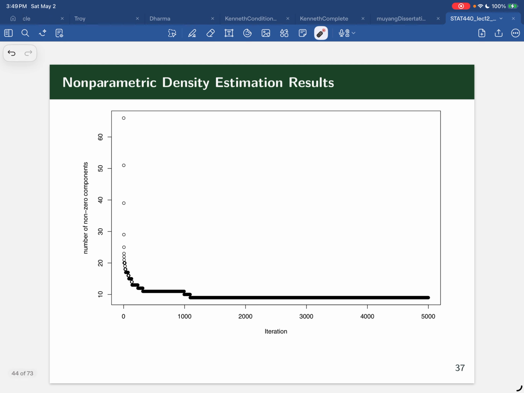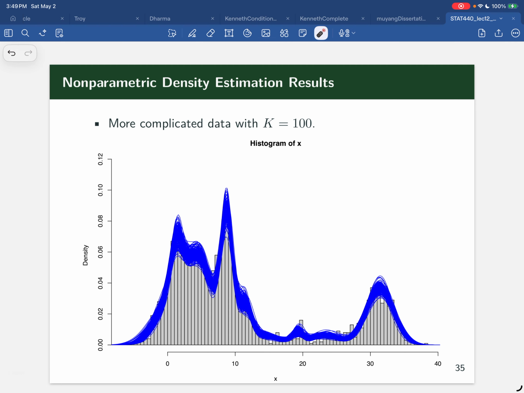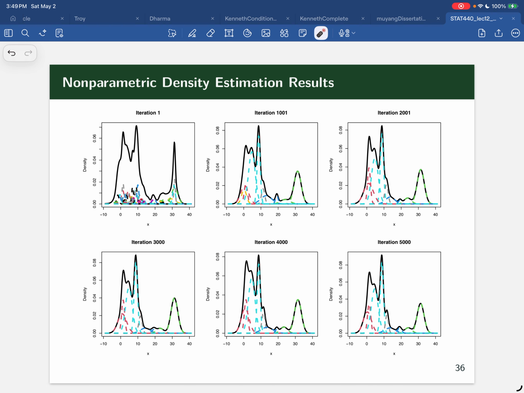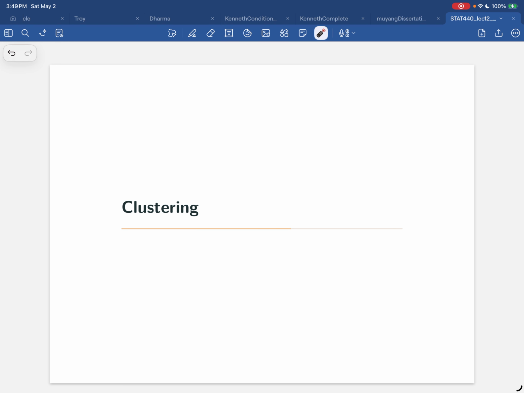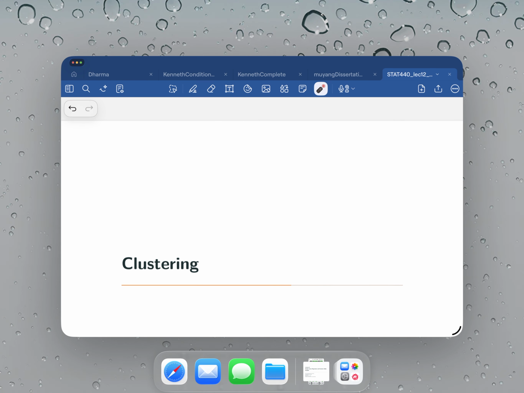I recognize I moved through the code pretty quickly, but if you want to dig a little bit deeper, that code is there. You can run it right on Liberator and see for yourself how it all works. All right, so that is it for density estimation. The next lecture will talk about clustering.